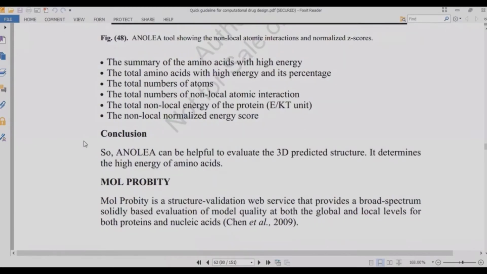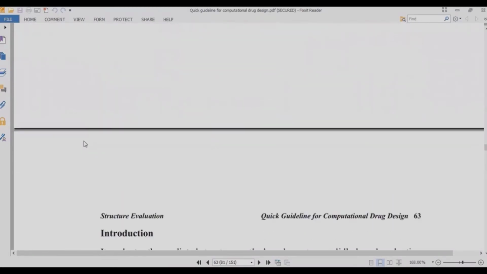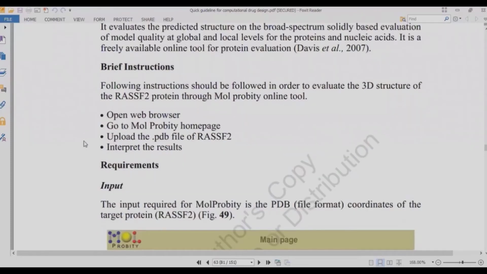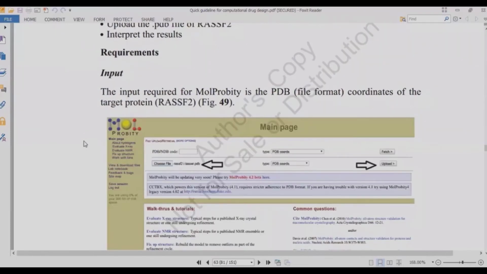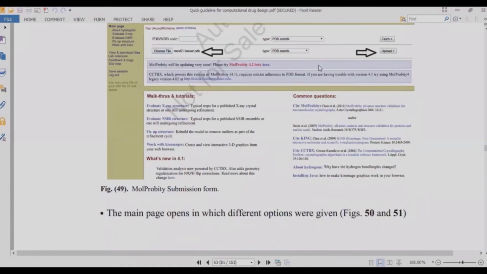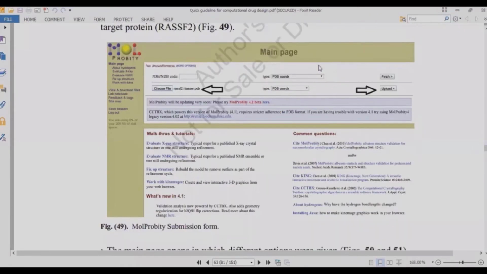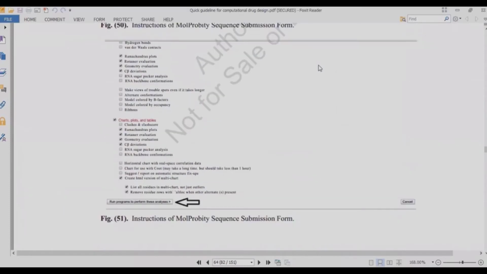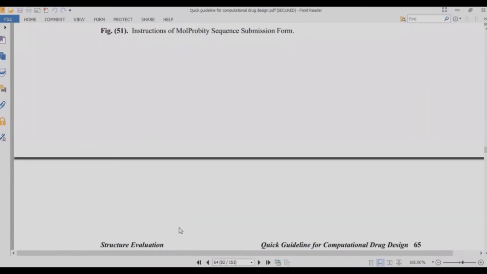Then we have MolProbity. It's also a very good software. I usually use this one and like this one. It's a bit tricky to use. It was user friendly before, but now it's a bit tricky. Last time I used it, it had so many good parameters to evaluate the predicted structure. This is the homepage of MolProbity. Then we submit the structure as we did in ERRAT and Rampage. Instructions of the MolProbity sequence submission form. Then we have this result.